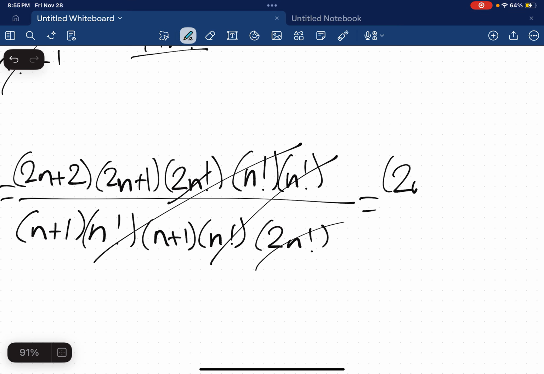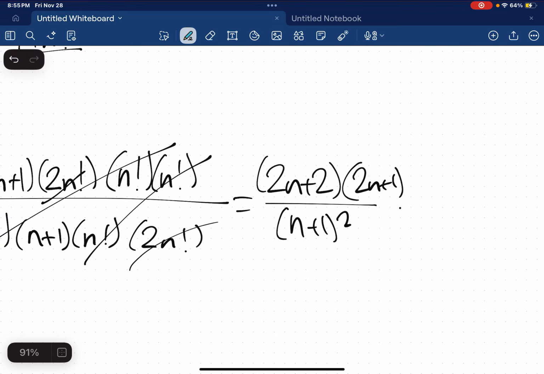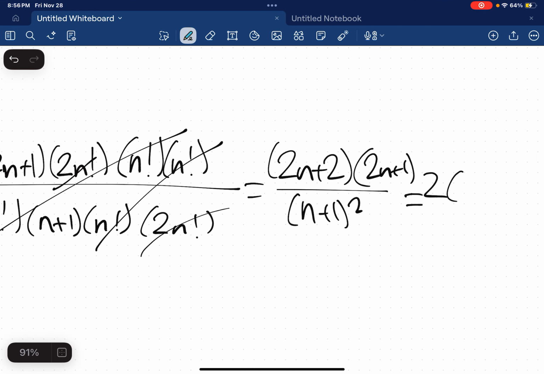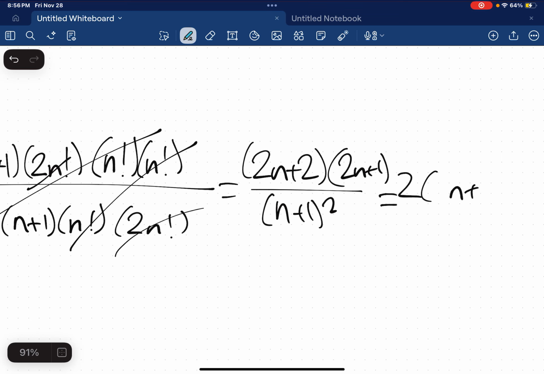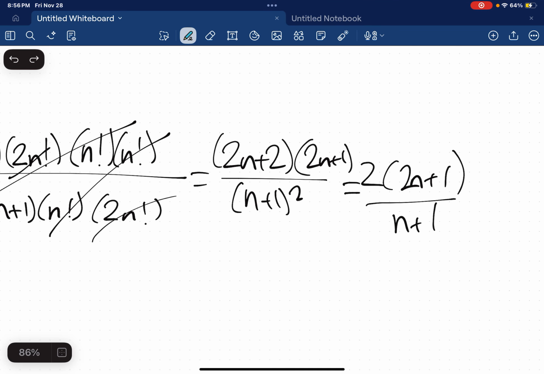We're left with (2n plus 2)(2n plus 1) over (n plus 1) squared, which is just equal to (2n plus 1) divided by (n plus 1). And that's simplified, I should mention.